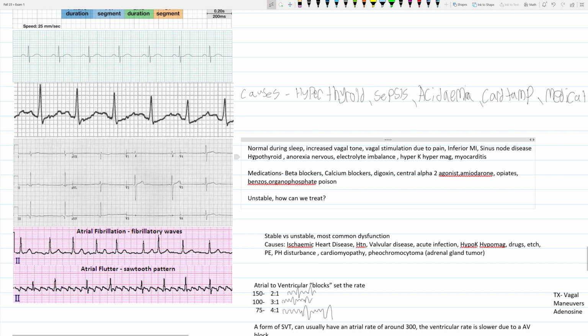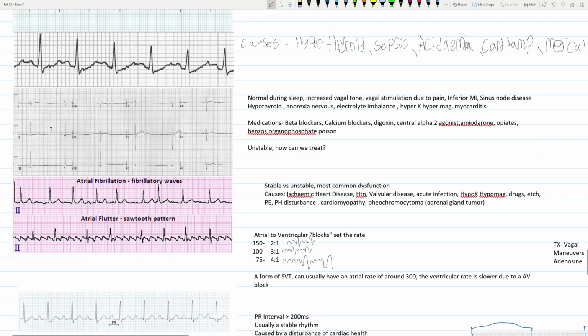Hypothyroidism, hypo, low, so low heart rate. Remember, with hypothyroidism we're changing the amount of calcium, which is one of our ions that are responsible for helping with repolarization and depolarization. We could have anorexia nervosa, so we're shifting potassium due to many different factors. Yet again, electrolyte imbalance. If we have a change in potassium, sodium, chloride, any of these electrolytes, we can have a change in the cardiac myocyte activity. Hyper-K, hypermag, that can also affect it, and myocarditis.